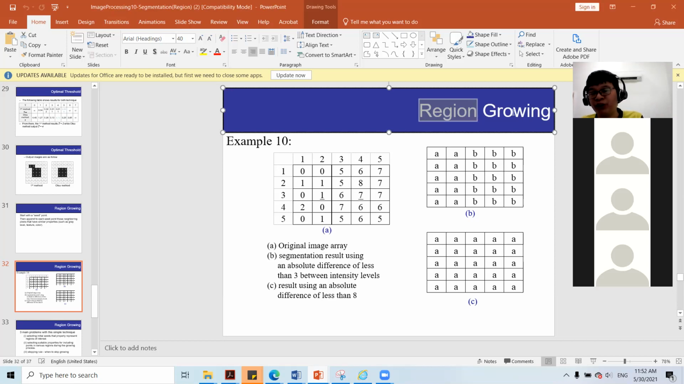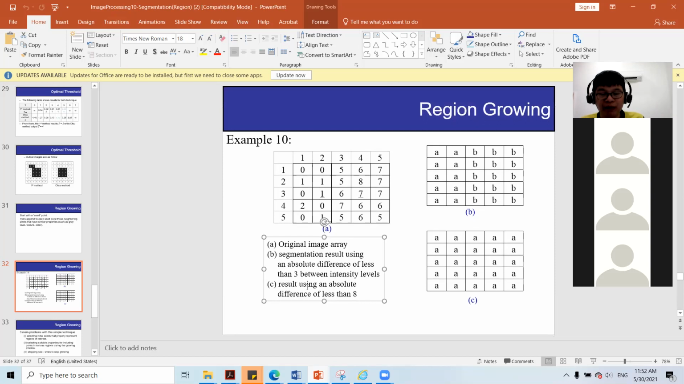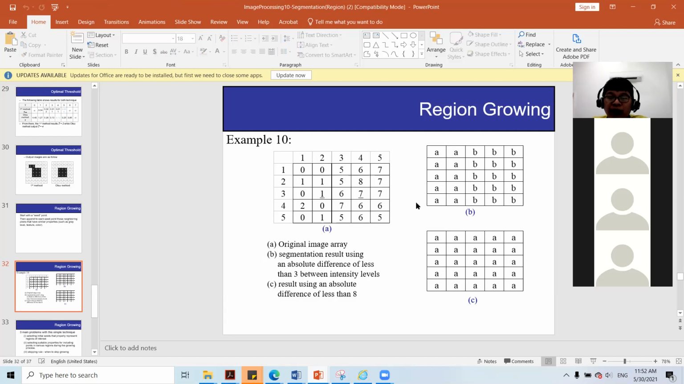But for region growing, actually, it's not random. You pinpoint it, or you define the seed point. We call it the seed point. That means you need to initiate it. For example, in this image, the coordinates are 1, 2, 3, 4, 5 and 1, 2, 3, 4, 5. How does region growing work? You need to pinpoint the seed point.